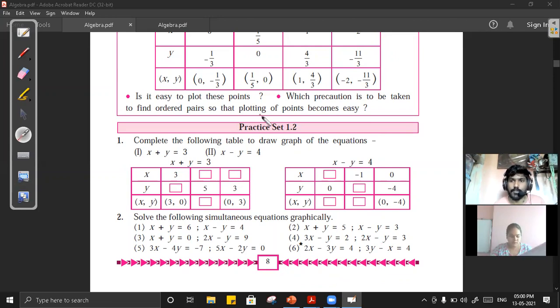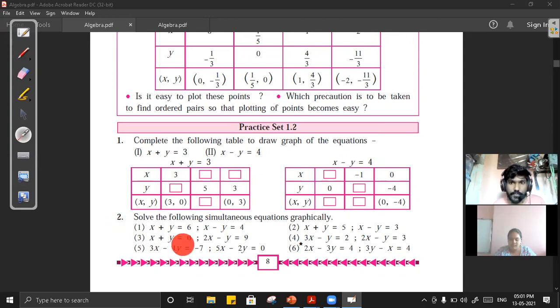What is the homework? This first activity, will you be able to do it? I have to draw a graph also. No, only fill the boxes. But it says complete the following table to draw the graph of the equation. To draw the graph, no, you have to only fill this table. You have to show the calculations, and you can do this in the notebook.